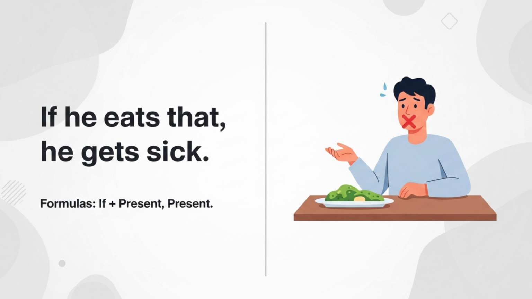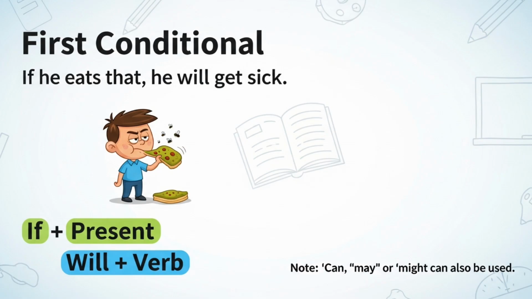First, the zero conditional. We use this for a present situation that is real and always true. These are facts, habits, or general truths. Example, if he eats that, he gets sick. Notice the structure here. In the condition part, if he eats, the verb is in the simple present. In the result part, he gets sick, the verb is also in the simple present. It means every single time this action happens, the result is the same. It is a fact.